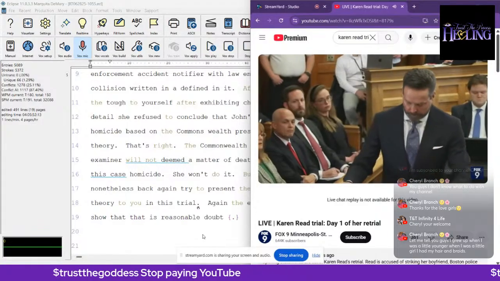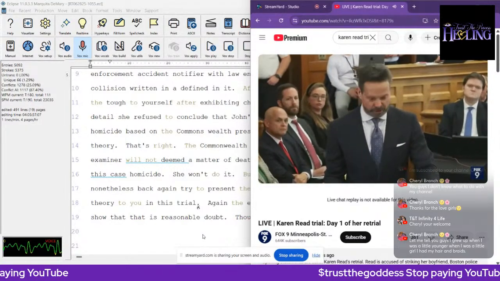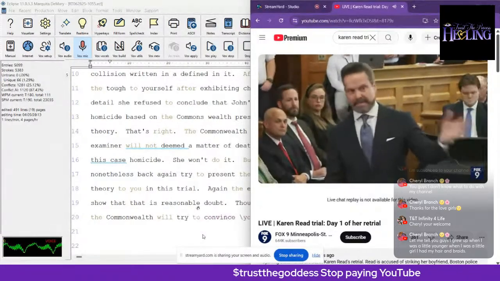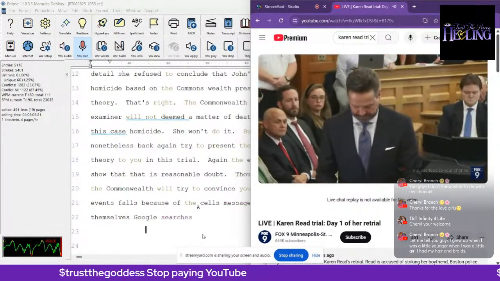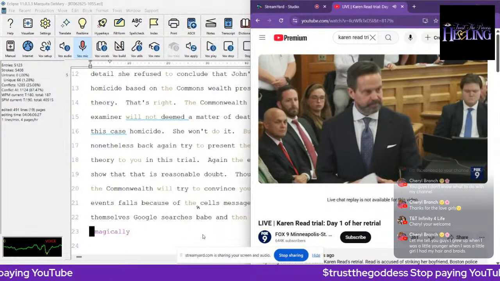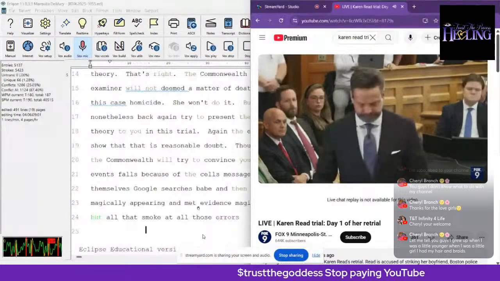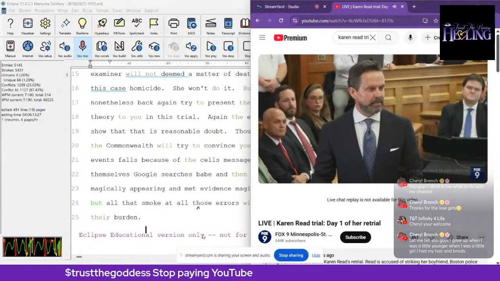Throughout this trial, the Commonwealth will try to convince you of paranormal events: phones calling themselves, messages deleting themselves, Google searches made and then unmade, evidence magically appearing and evidence magically disappearing. But all that smoke and all those mirrors will not ever reach their burden, because that's what this case is ultimately about.